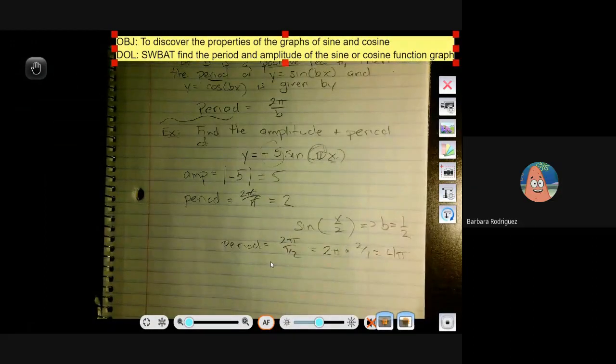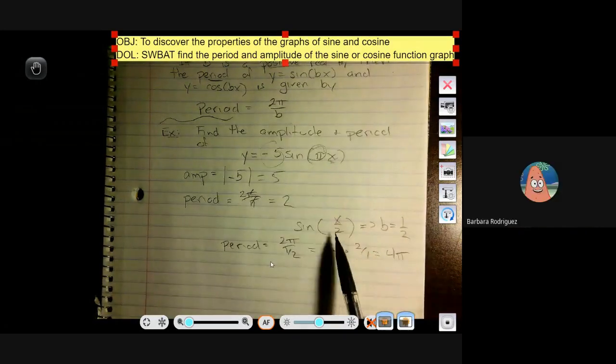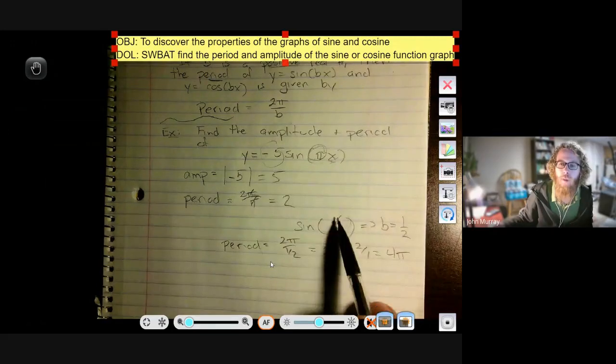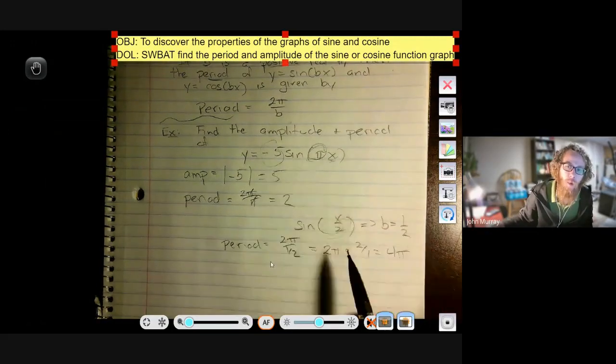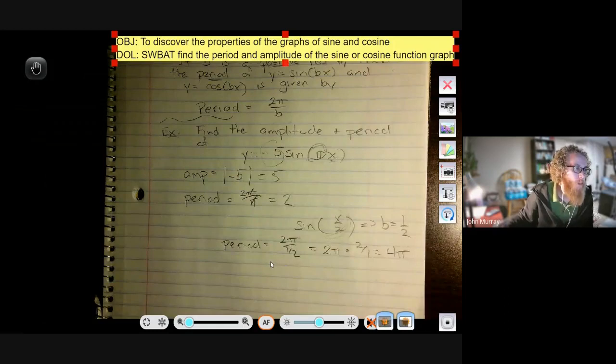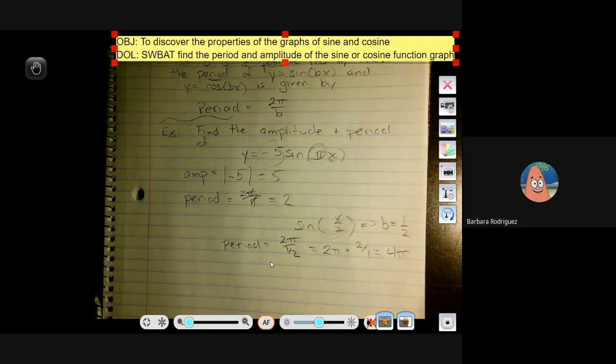So B is always going to be in front of X? I don't want to say in front of, but it's always going to be the number with X, either multiplied or divided. All right, thank you. You're welcome.